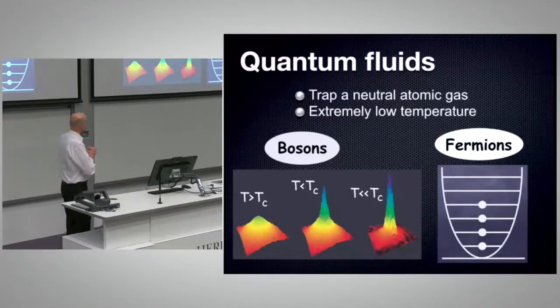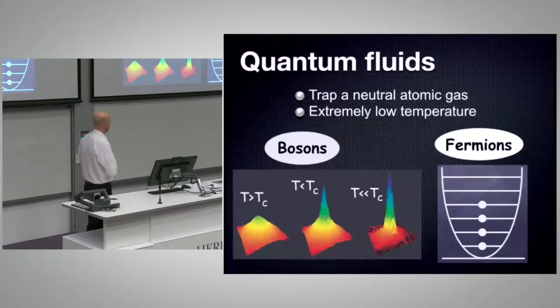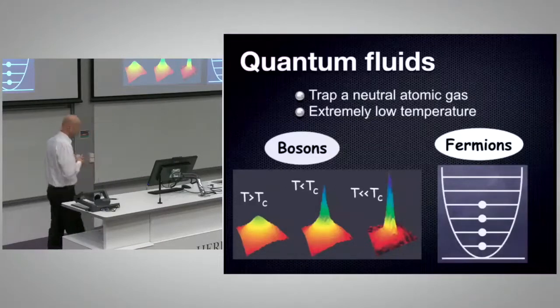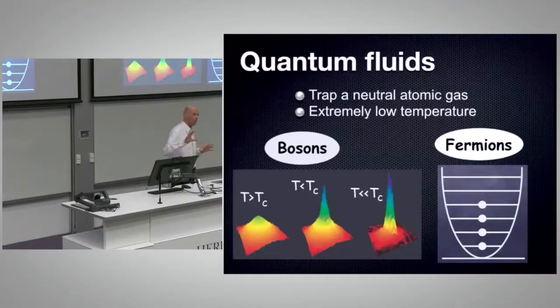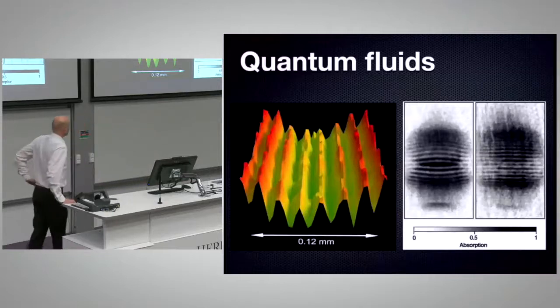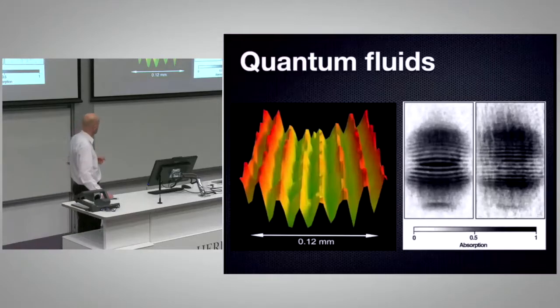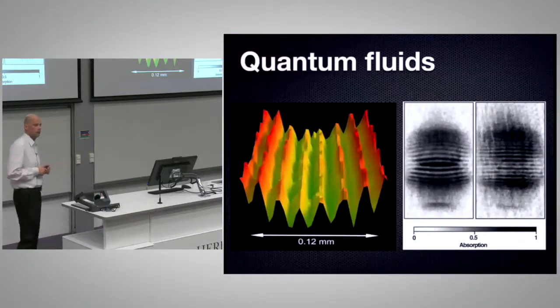So the question then is, what can we do with such a fluid? And it is indeed a fluid. So we're going to look at two properties of it, and then move on to the links and connections to other fields of physics. So before we get there, let's look at this example here. This experiment was done almost 20 years ago now. The picture is taken from MIT, Wolfgang Ketterle's group.